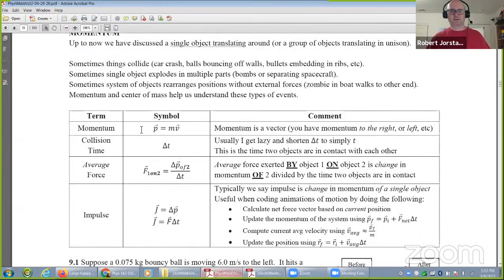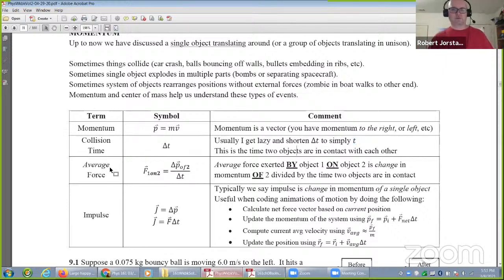So let's start off here. Momentum, it's a vector. And it's mv. Don't be jealous. It's not envy. And collision time, delta t. Sometimes I'll just be lazy and call it t. That's the time two objects are in contact.